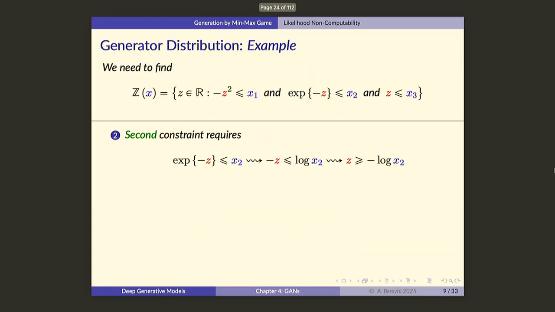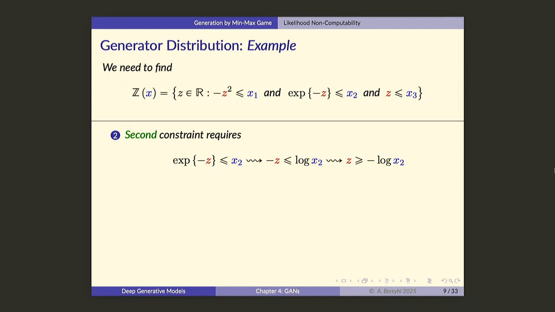What is the second condition? The second condition is that the exponential of minus z should be less than x2. This means that the logarithm could be taken from both sides. So minus z should be less than logarithm of x2, or z should be itself more than minus logarithm of x2, right? So again, you're going to have something. So for instance, say that this is the point, this is minus logarithm of x2. And then any point above that is going to satisfy this condition, right?